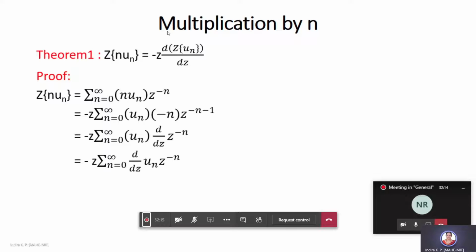Now, the summation is with respect to n, so I can take this d by dz outside. So what I get is minus z d by dz of the summation of this, and this is by definition the z transform of the sequence un. So how do I get the z transform if I multiply the nth term by n? It's very simple. Find the z transform of the sequence, differentiate that with respect to z, and multiply it with minus z.